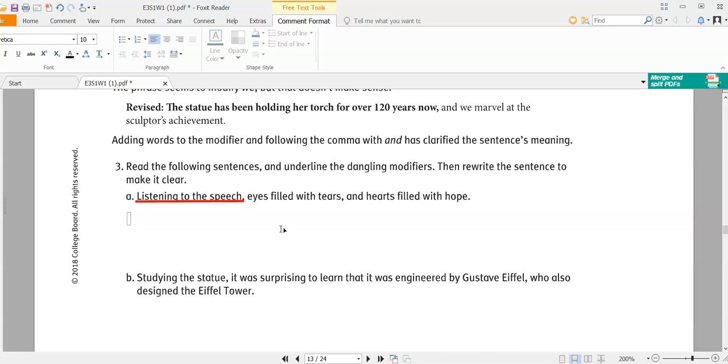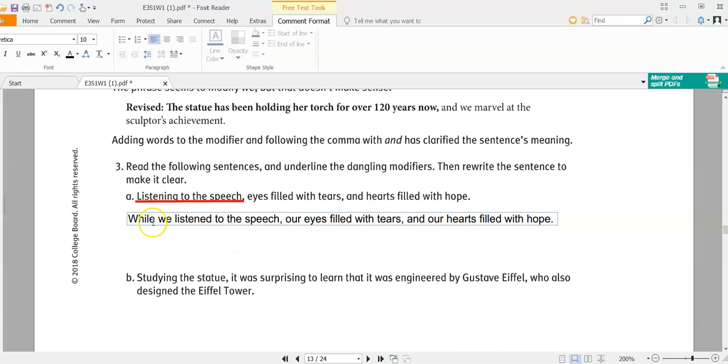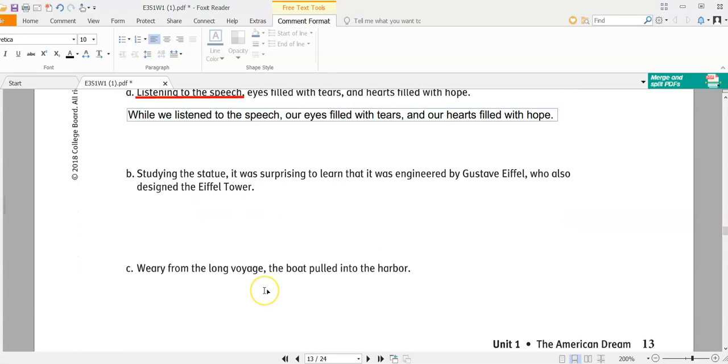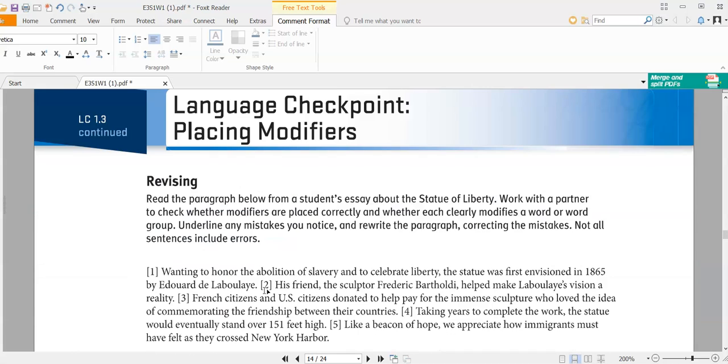So I'm going to say, while we listened to the speech, our eyes filled with tears and our hearts filled with hope. So now I have we listened to the speech, meaning we're the ones that are doing the action. It now has something to support it, so it's not dangling there. It's kind of like if somebody was dangling from a roof, they need someone to give them a hand and help them back up. The stuff we added is like that hand that helps them up. So now it's up to you to do B and C and continue on.